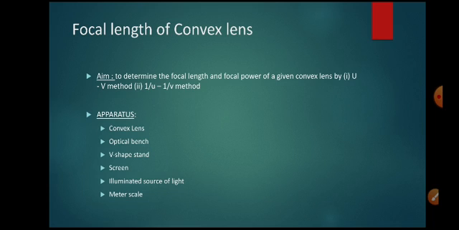So here, to find the focal power, you have to find the focal length by the method asked in the question. First, we have to write the aim, apparatus, theory, formula, and procedure, then observations and calculations, precautions, and results. So you have to follow this sequence. The first is the aim: determine the focal length and focal power of a given convex lens by the UV method, or by the 1 by U 1 by V method.